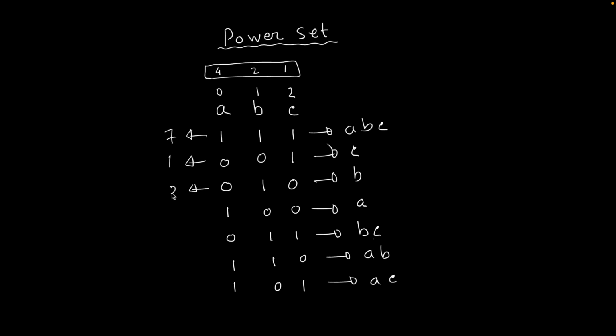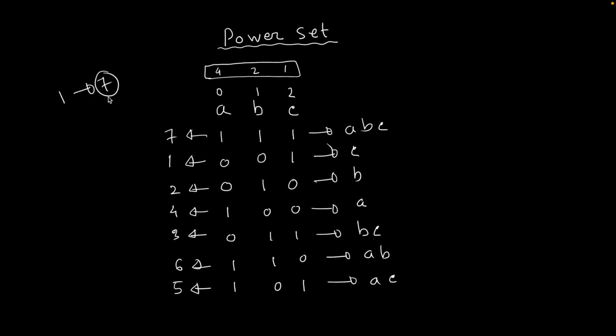Here we will get 2. Here we get 4. Here we get 3. Here we get 6, and here we get 5. If you clearly observe, we get numbers from 1 to 7.